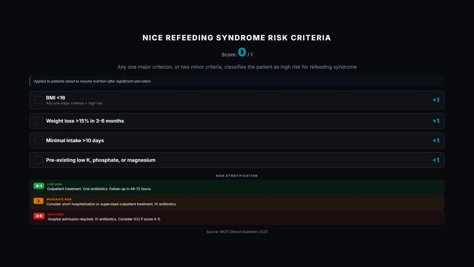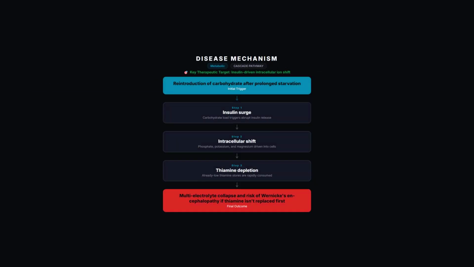Insulin surges in response to the glucose load, and that insulin drives phosphate, potassium, and magnesium into cells en masse, right as thiamine stores, already depleted by starvation, run out. The clinical result: sudden multi-electrolyte collapse, plus a risk of Wernicke's encephalopathy if thiamine isn't replaced first.